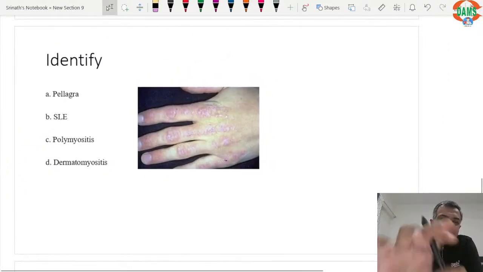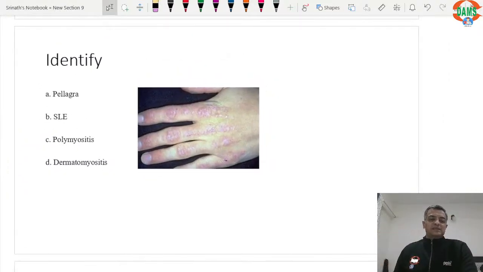Identify this sign. What is the point we want to highlight here? Identify the sign. Direct answer. Tell me what I want to focus on.